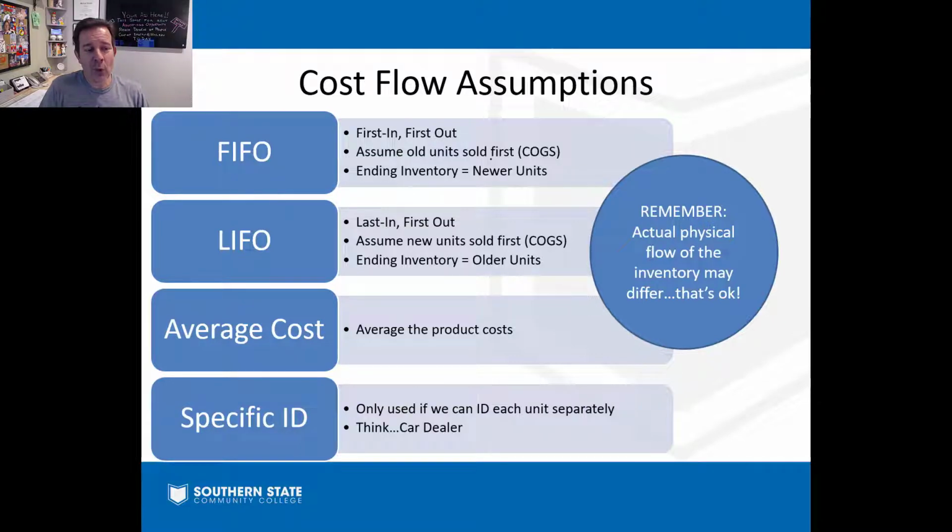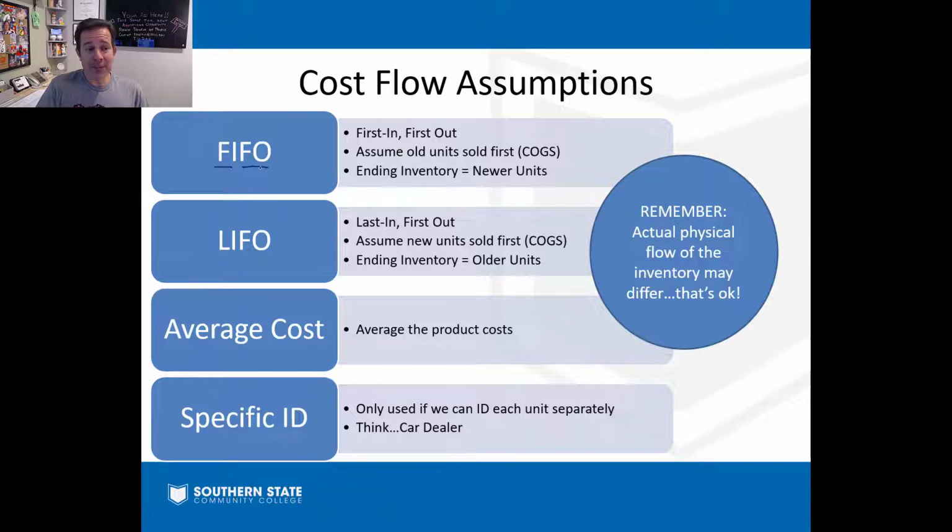We're assuming the old units are sold first. Our ending inventory is going to consist of the newer units, the ones we bought more recently. So our cost of goods sold is going to be the older units. The ending inventory is going to be the newer units. First in, first ones we bought are the first ones out. FIFO.